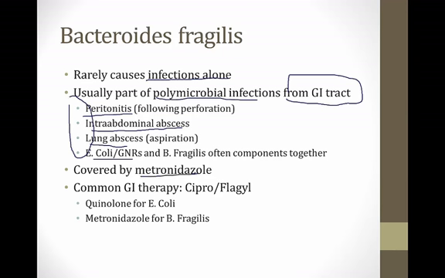It's covered by metronidazole, so remember that metronidazole is the antibiotic of choice for anaerobes below the diaphragm, and Bacteroides definitely counts as an anaerobe below the diaphragm. And a commonly used combination therapy for gastrointestinal infections is ciproflagyl. So cipro means ciprofloxacin, which is a quinolone, and this is administered to cover E. coli and other enteric gram-negative bacteria. And flagyl is metronidazole, which is given to cover Bacteroides fragilis.